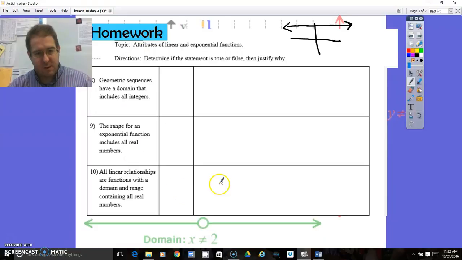So this is also false, and you need to justify it. The only way to draw a line that does not have a domain and a range containing all real numbers is if it's a horizontal line. It has to be perfectly horizontal. Every other linear function will have a domain and range of all real numbers. The only one that doesn't, so that means the answer is false, is a horizontal line. So you would say over here that a horizontal line is a linear function, but it does not have a range of all real numbers. It has a range of just one number.